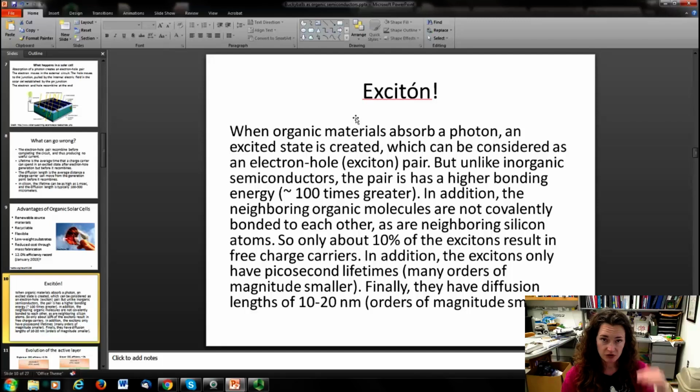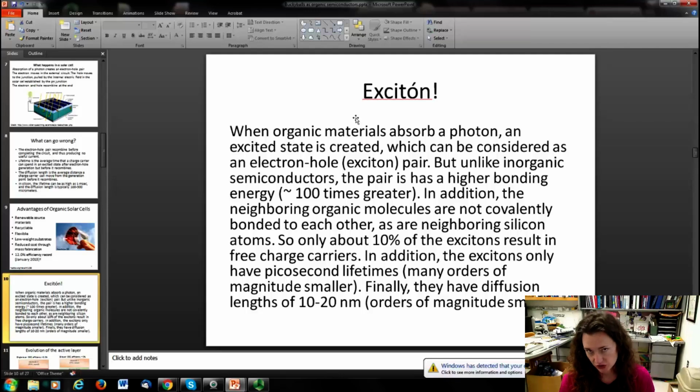So for example, if you have an electron-hole pair created in an organic molecule here, then the next organic molecule sitting right here is probably not bound to that one in any way, except maybe weak van der Waals forces, and so it might not hop from one molecule to the next. So only about 10% of the excitons result in free charge carriers. They recombine quickly. In addition, the excitons only have picosecond lifetimes.